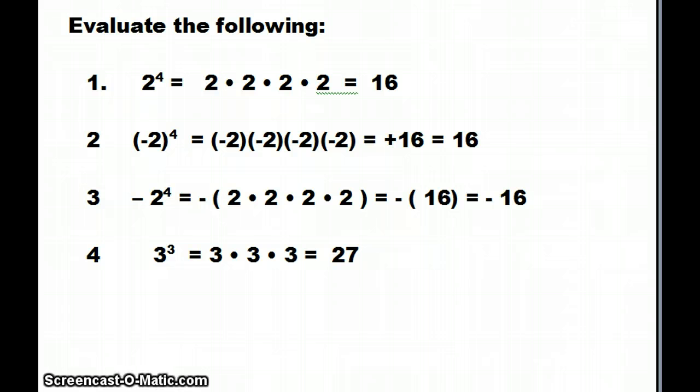If you want to note the difference between 1, 2, and 3, some of your homework problems will have an example very similar to these. And the last example we have is 3 to the power of 3, which is 3 times 3 times 3, or 3 times 3 is 9, and 9 times 3 is 27.